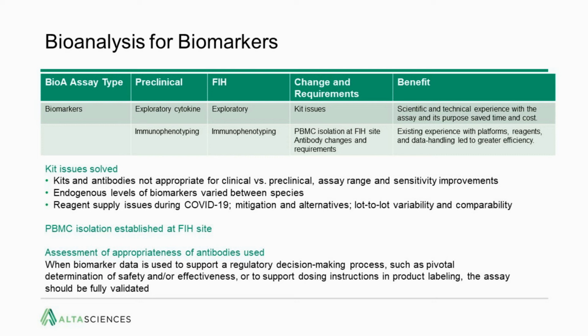And thirdly, the reagent supply issues during COVID specifically, and mitigation and providing alternatives, was critical to not delay any time deliverables within the study, and planning for lot-to-lot variability and comparability assessments, including the ability to procure critical reagent antibodies and appropriate vendor qualification. The PBMC isolation was established quickly at the first in human site, enabling the appropriate transition and sampling within that study. The assessment of appropriateness of antibodies within the immunophenotyping was also conducted.